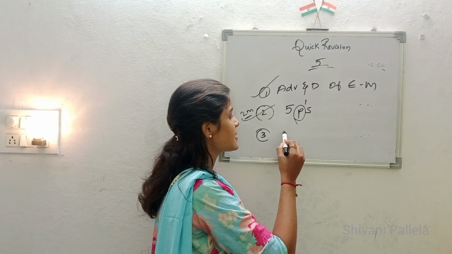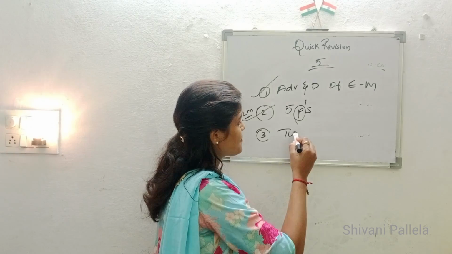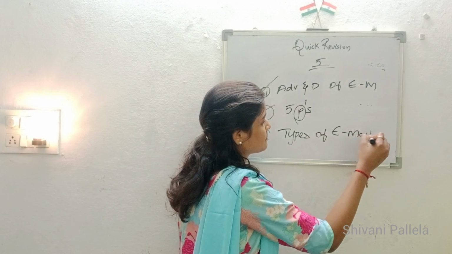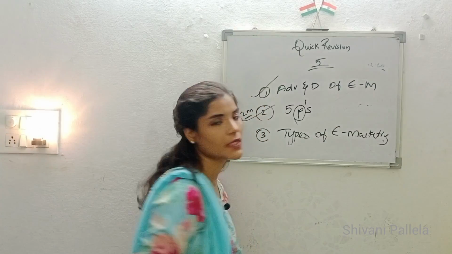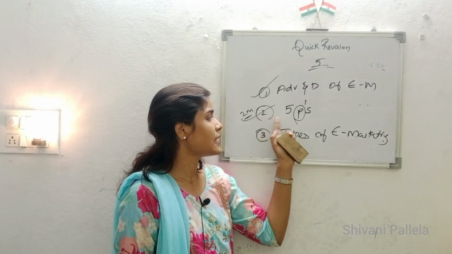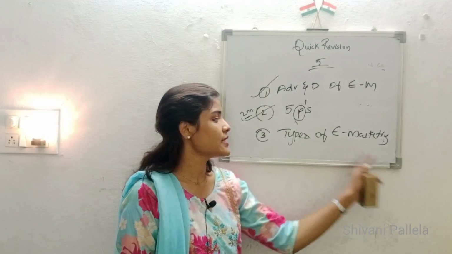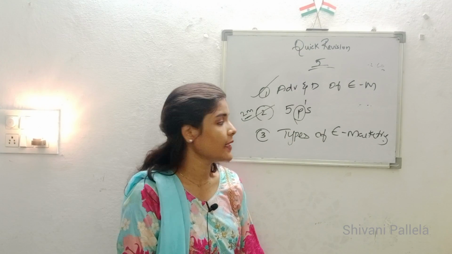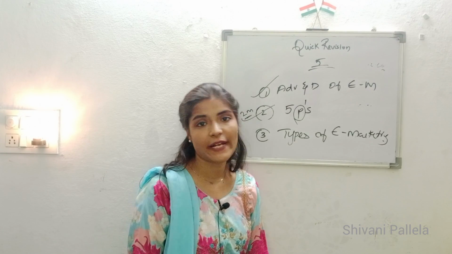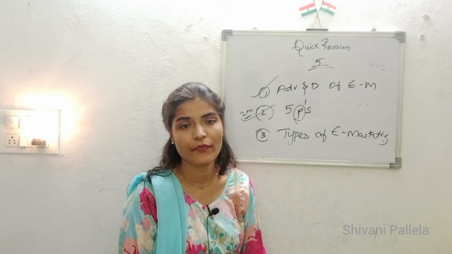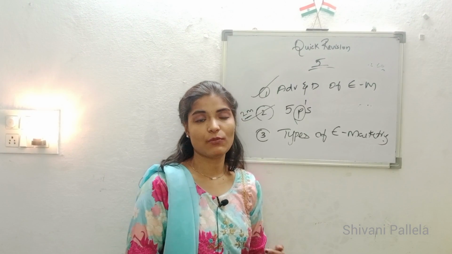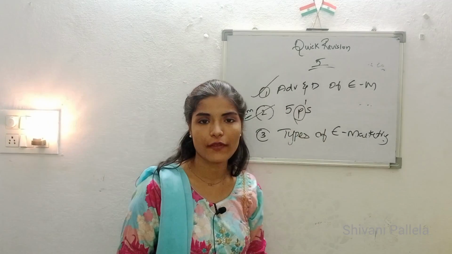And the third one is types of e-marketing. What are the advantages and disadvantages of electronic marketing? What are the 5 P's? And the third one is types of e-marketing. What are the different types of e-marketing we will have? Like email, spam messages. These are all types of marketing to attract the customers. This is from the 5th unit.